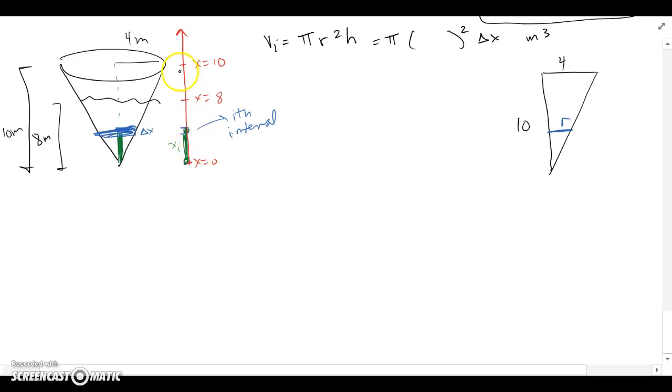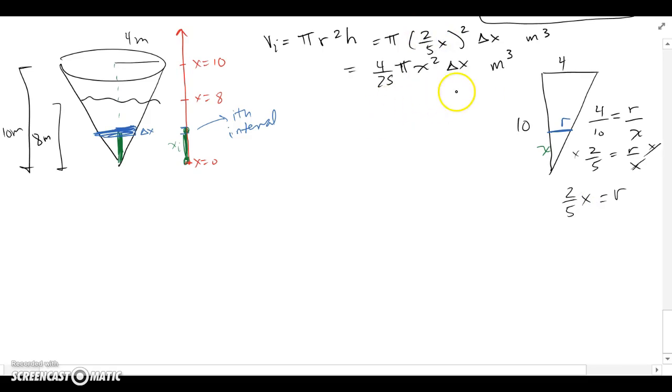If I'm here, I may be at 7. If I'm here, I may be at 9. Here I'm at 8, but here I'm just going up x units. So this little distance is x, and I can set up my similar triangle by doing 4 is to 10, this whole distance, as this little r is to this little distance x. Reducing, 2/5 equals r over x. Multiplied by x, notice my radius now is 2/5 x. So I put 2/5 x into my radius and simplify that.